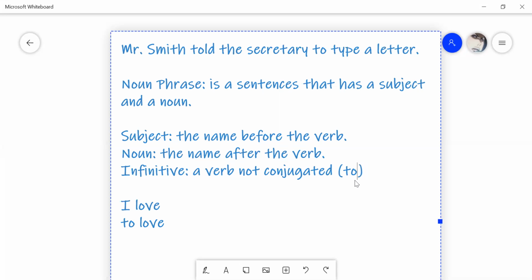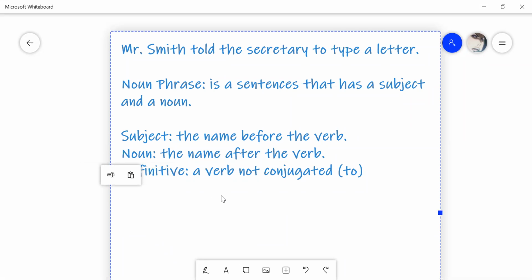Normally, the verbs that are in infinitive, you recognize them right away because they have the particle to in front of them. Now, I have a question for any one of you. In the first sentence, do you see any verb in infinitive? Yes. Which one is it? To type. Okay, so very good.